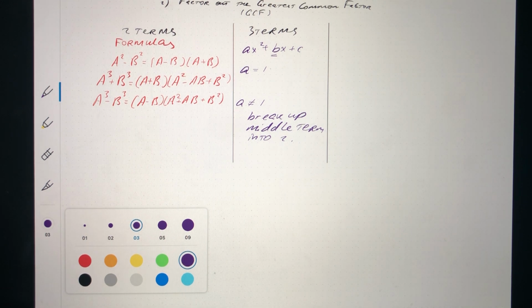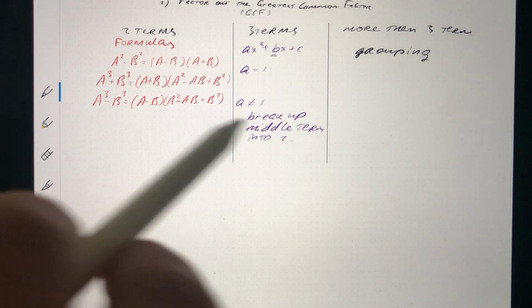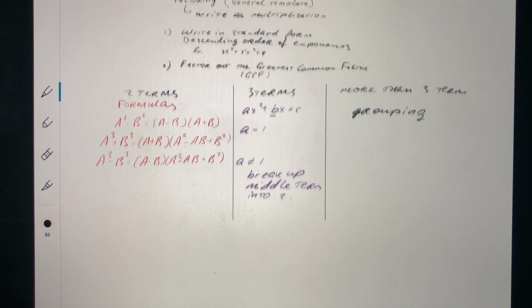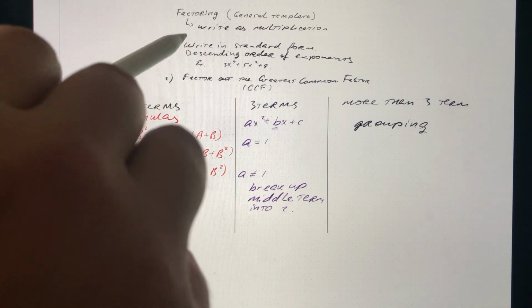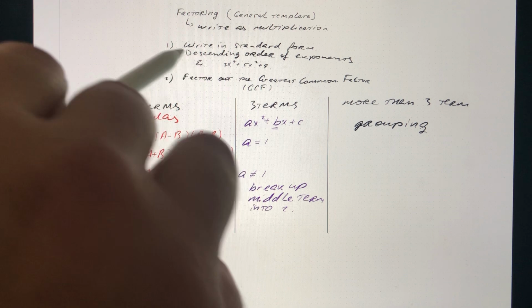And then the last category here is more than 3 terms, and the only method here is grouping. Grouping simply means we look at the terms in pairs and we try to see if the group has something in common, and then we go from there. So that's the main procedure for factoring. Now let's practice the first 2 steps, and then in a different video we'll go through each one of these situations separately.